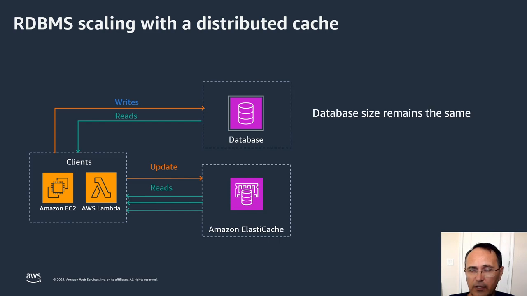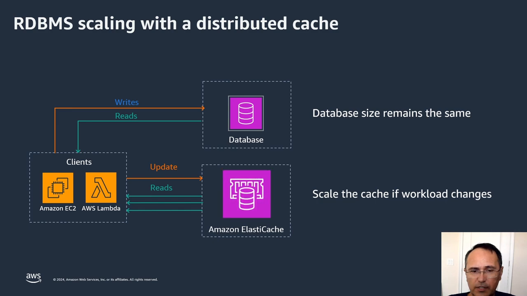So what are the advantages of this? Your database remains the same. Even if your workload were to change, the database remains the same. So if you need to scale, you can just scale the caching service. You can scale it up and down dynamically as needed at a much lower cost, much faster rate, and overall better performance.